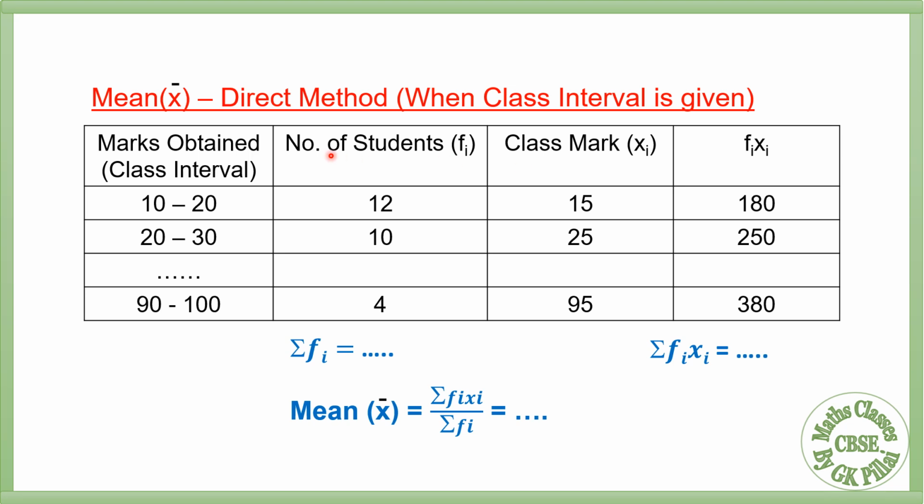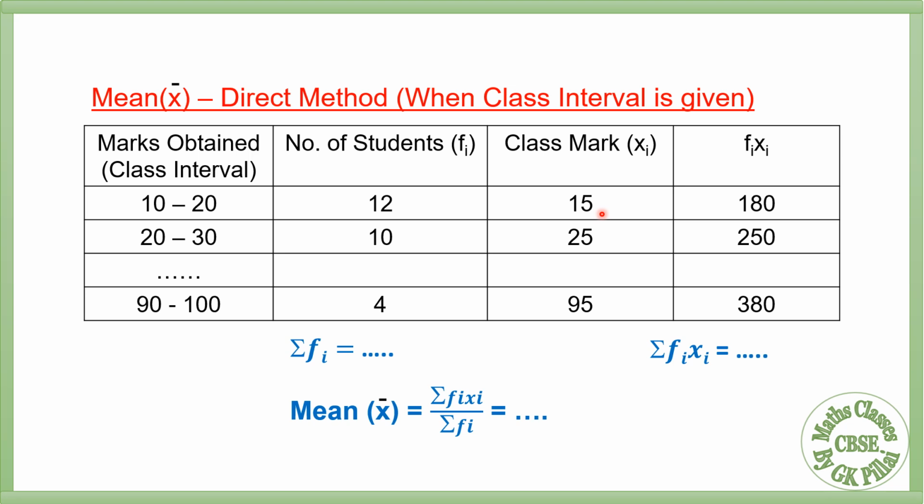Next one is the direct method with class interval. When you are given the class interval, here is the class interval given. I have taken the same example only, same type of values. Marks obtained 10 to 20, 20 to 30, and maybe the last one 90 to 100. These are the frequency, number of students, 12, 10, 4, etc.